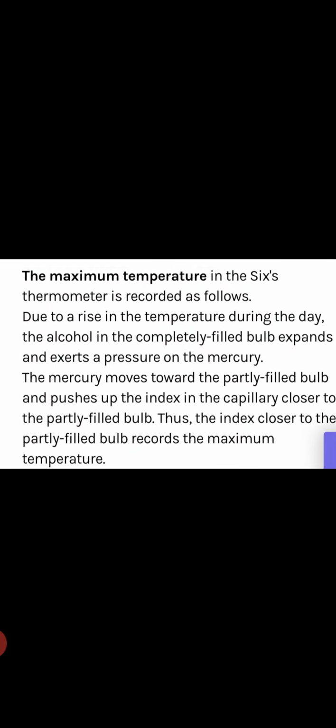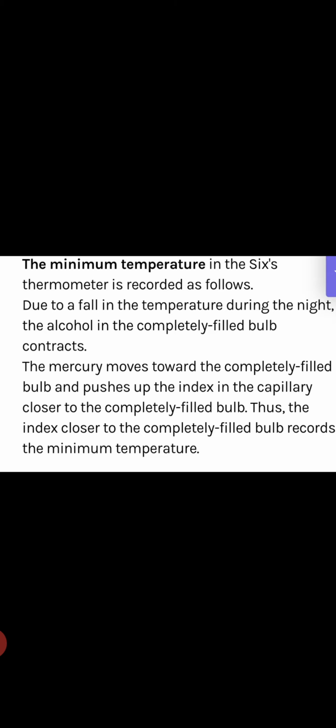The maximum temperature in the Six's thermometer is recorded as follows. Due to a rise in the temperature during the day, the alcohol in the completely filled bulb expands and exerts a pressure on the mercury. The mercury moves towards the partly filled bulb, to the right side bulb, and pushes up the index in the capillary closer to the partly filled bulb. Thus, the index closer to the partly filled bulb records the maximum temperature. That's the right side.